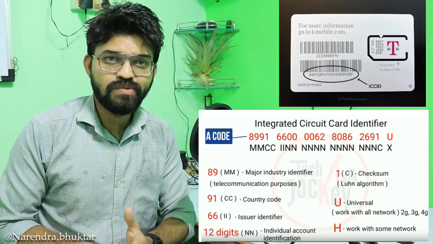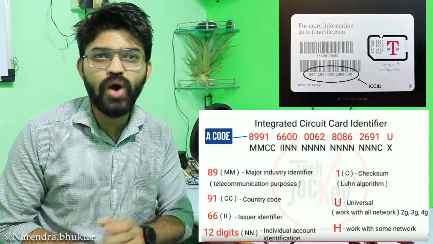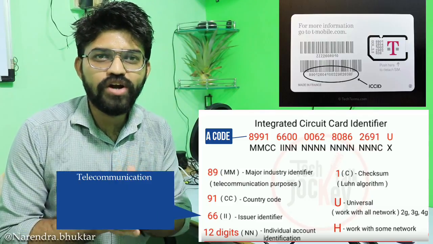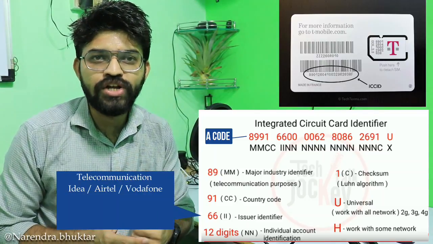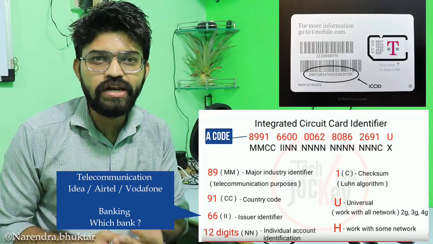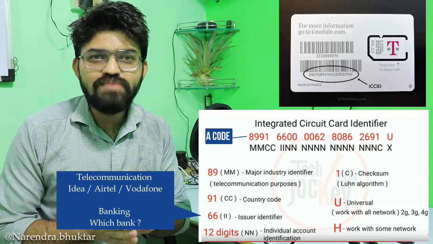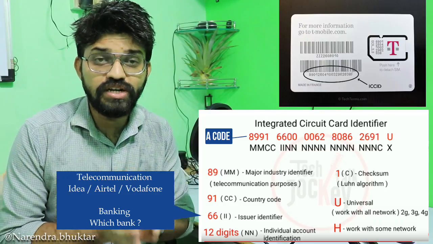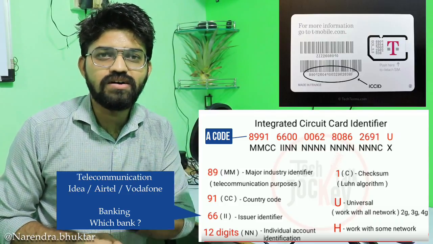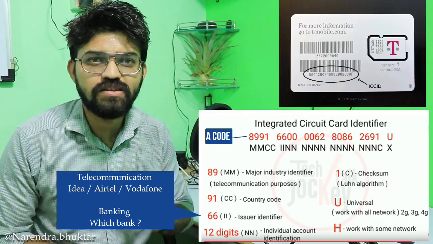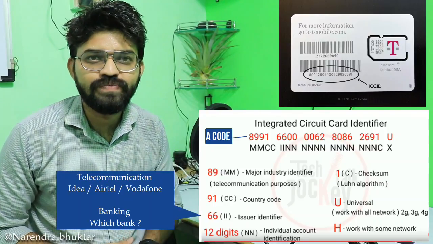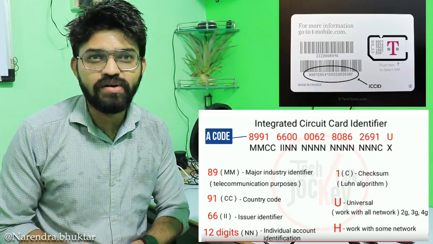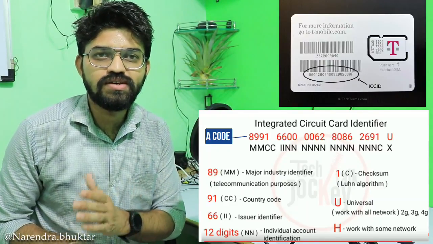The next two digits belong to the issuer identifier. If this is the telecommunication industry, then what kind of operator, such as Uninor, Idea, Vodafone, Airtel? So what is the name of the operator? That is stated by these next digits. After that, the number represents the customer identification number that identifies the subscriber, the end user who is using this service.